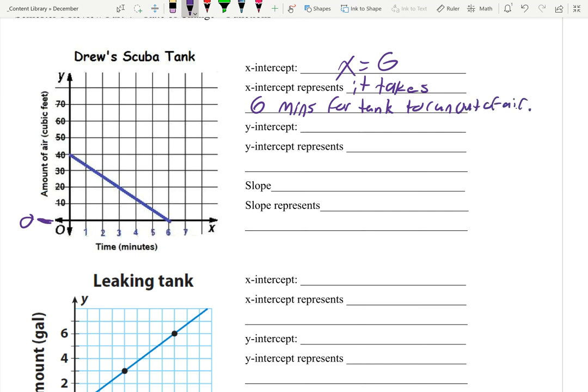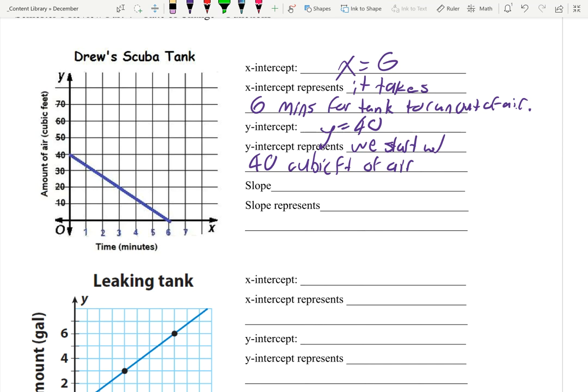There we go. The y-intercept. The y-intercept is here. That's at 40. So y equals 40. Now, what does that mean? Well, again, this is at time 0, and time 0 is always the beginning. Our air is at 40 cubic feet. So what it means is that we start with 40 cubic feet of air. That's the amount at the beginning.